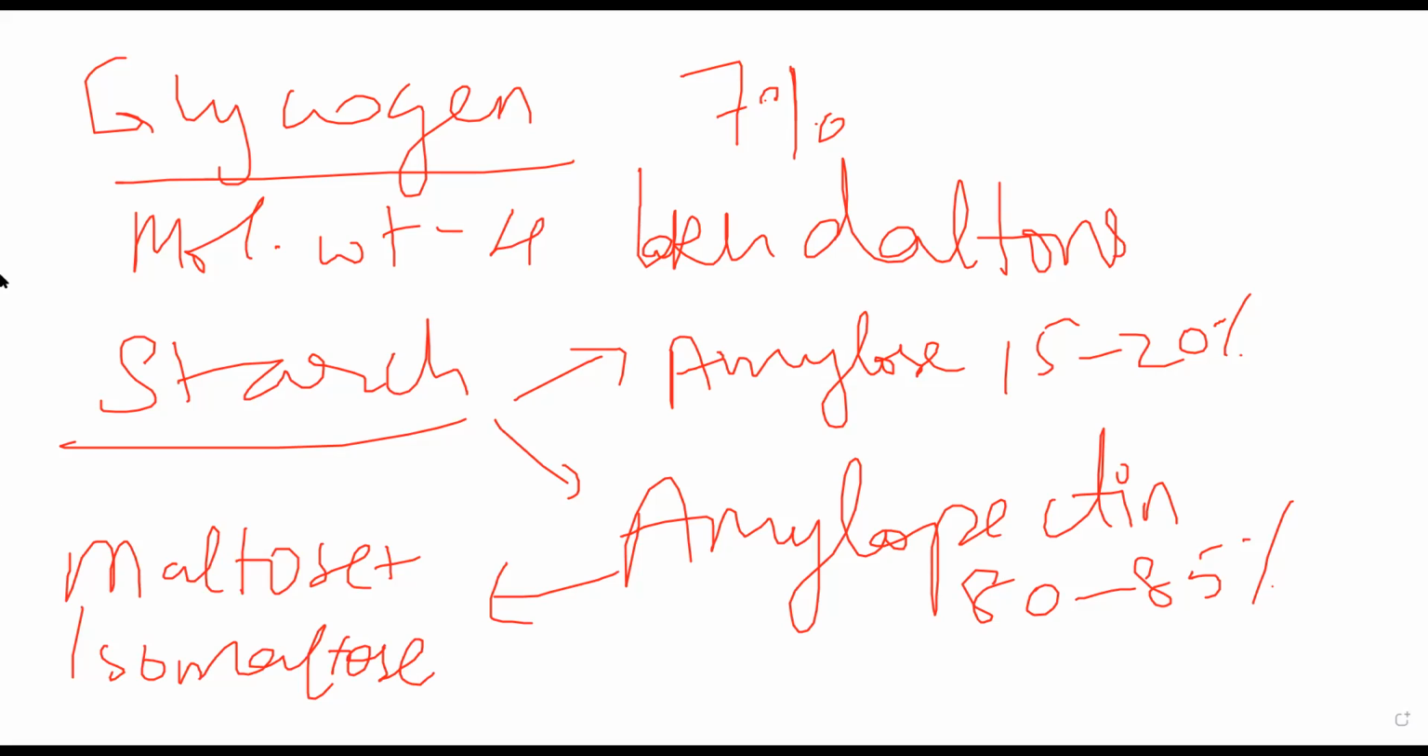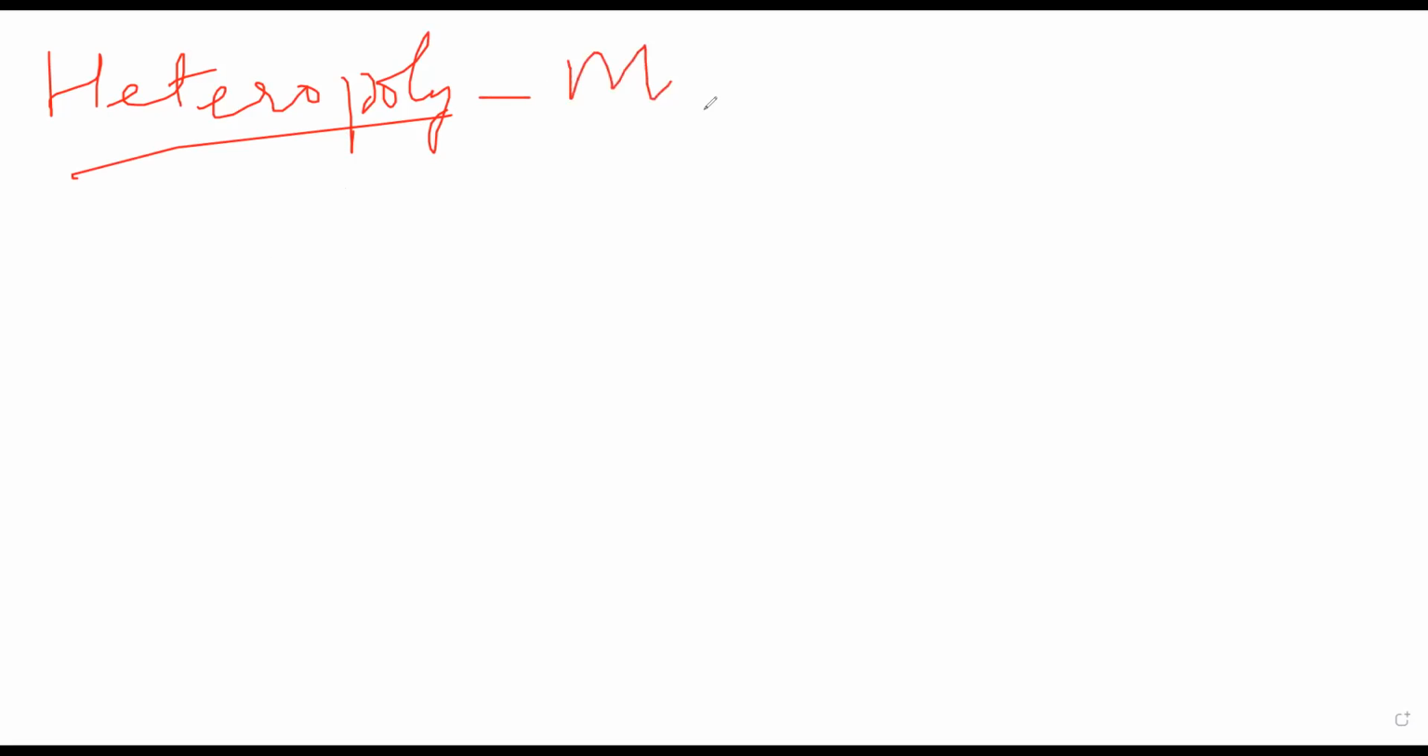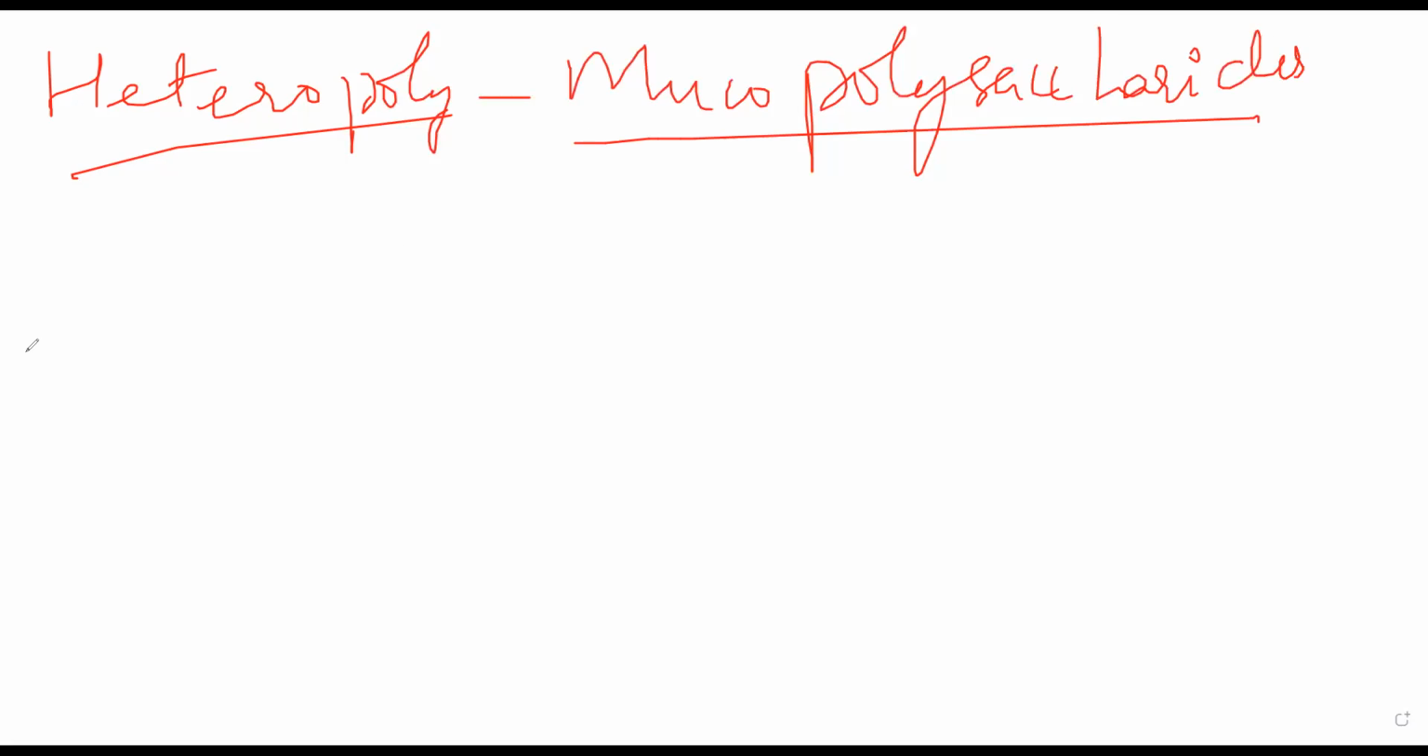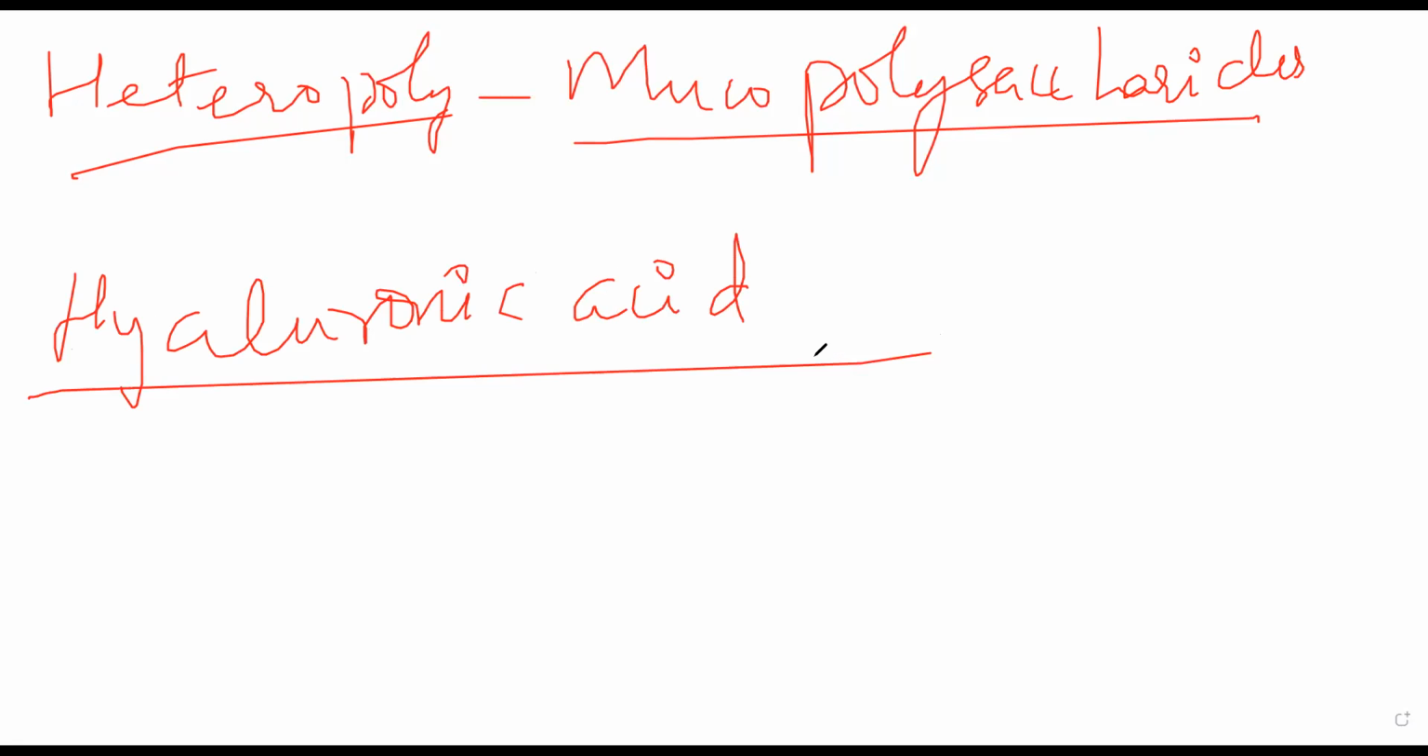Then we have heteropolysaccharides. In heteropolysaccharides, we will start off with hyaluronic acid. Okay. In heteropolysaccharides, specifically mucopolysaccharides, the first one is hyaluronic acid. Now hyaluronic acid is generally found in synovial fluid. Okay, synovial fluid in your joints.